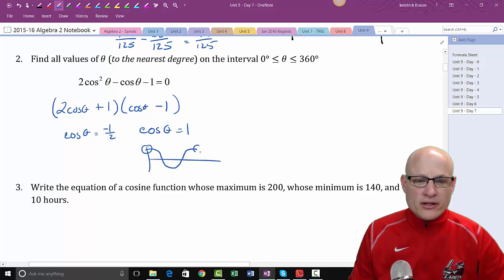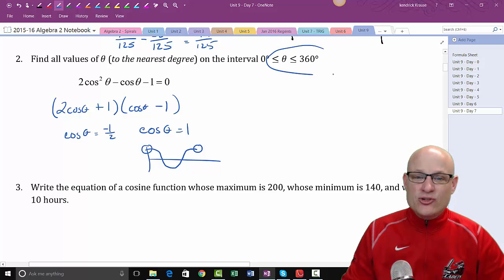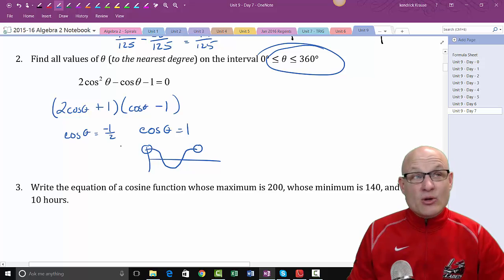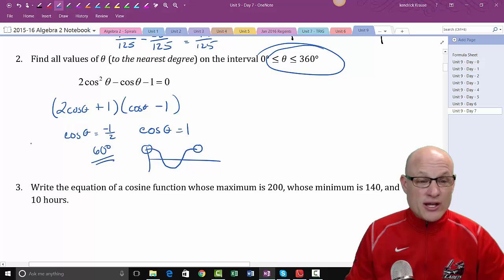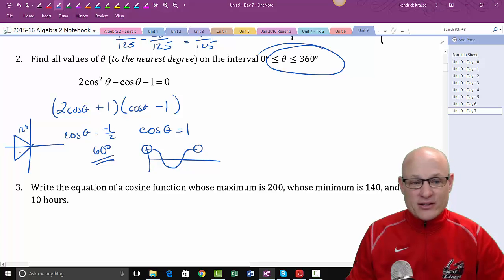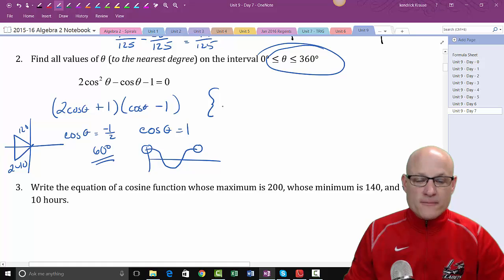Plus 1 here and here. Do I include 360? I do include 360. And then when does cosine equal 1/2? Cosine equals 1/2 at 60 degrees, but we're negative, so that means we're on the left side of the bow tie, and we want 120, which is over here, 180 minus 60, and 180 plus 60 would be 240. So my answers for this one are 0 and 360 degrees, 120 degrees, and 240 degrees.